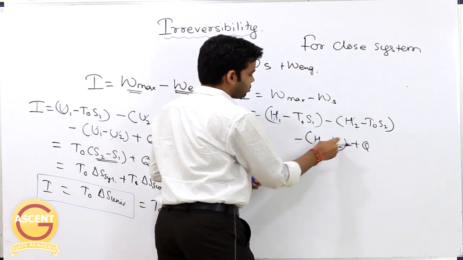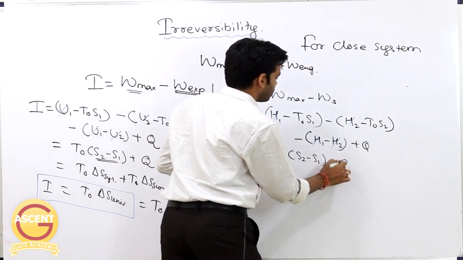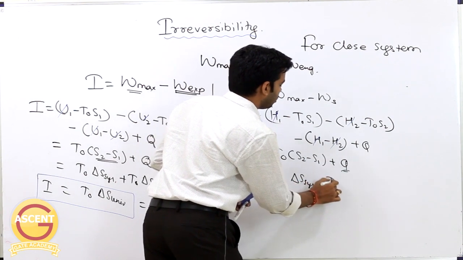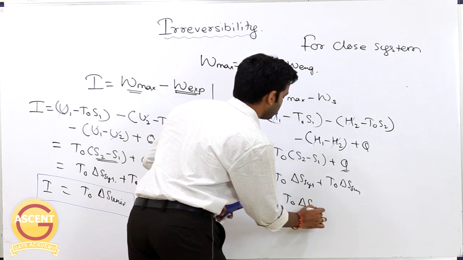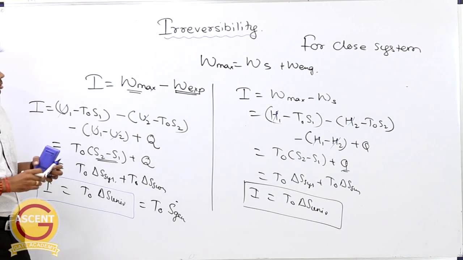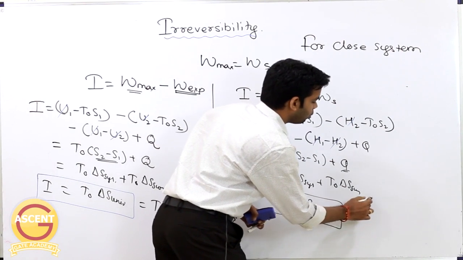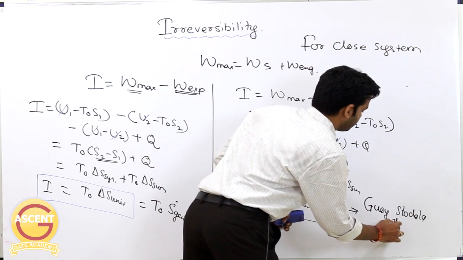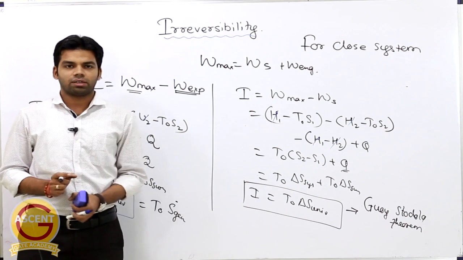Just solve this. H1 minus H2 will be cancelled out, and you will get T0 into S2 minus S1 plus Q. Again you are getting T0 into del S system, and Q is nothing but T0 into del S surrounding, and you will get T0 into del S universe. So this irreversibility is nothing but T0 into del S universe, both for open system as well as for closed system. And this theorem is nothing but Gouy-Stodola theorem. Irreversibility is equal to T0 into del S universe. This is nothing but Gouy-Stodola theorem.